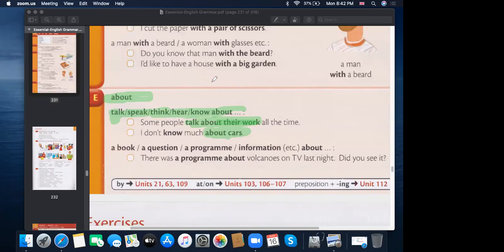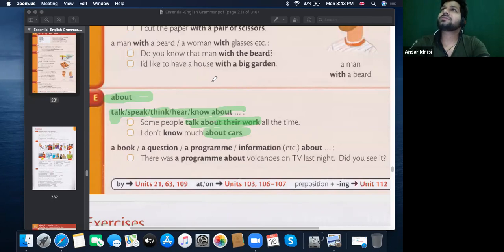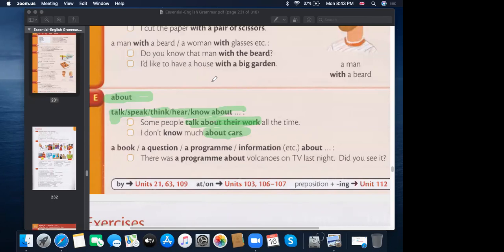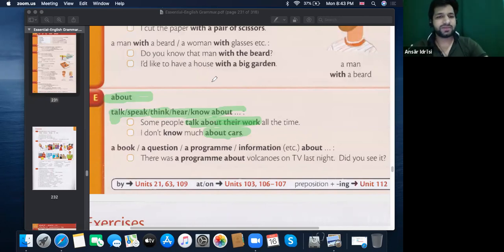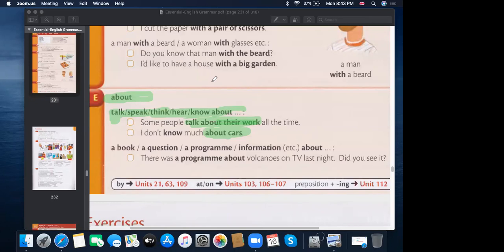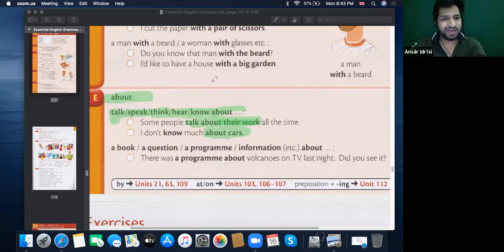He explains about that topic. They explain about the topic. Please tell me about yourself. Sorry about that. He is thinking about his job. I forgot about it. Okay. The next one: a book about, a question about, a program about, meaning some information about.